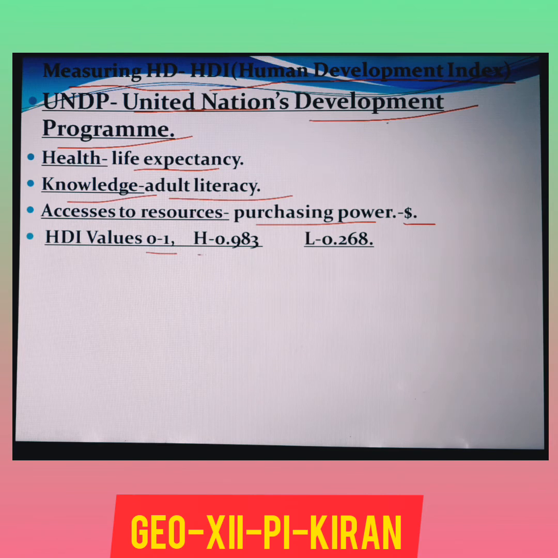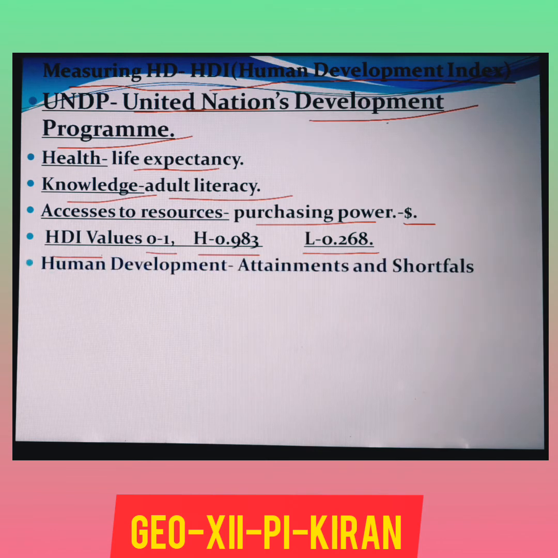The high values are above 0.983 and low values are below 0.268. So based on these HDI values, the countries are classified into three types: high HDI values, medium HDI values, and low HDI values countries. So based on these values, the Human Development Index and the quality of human life and development is considered. Human development is the measure of attainments and shortfalls.